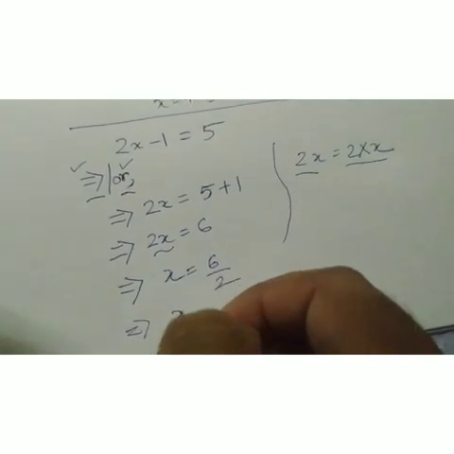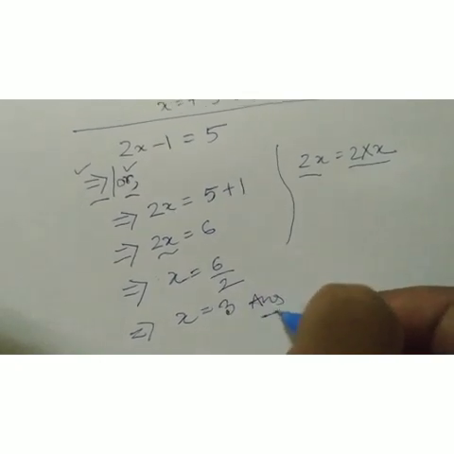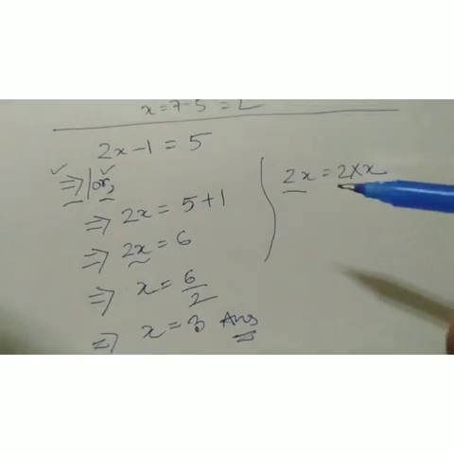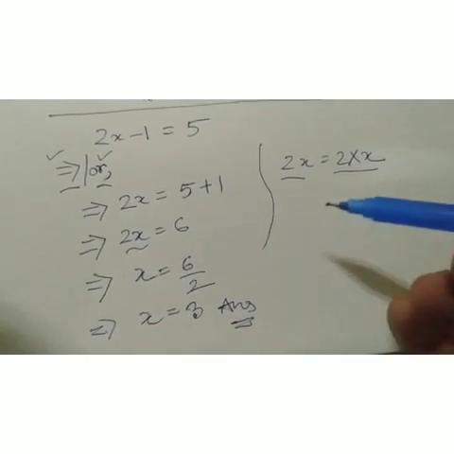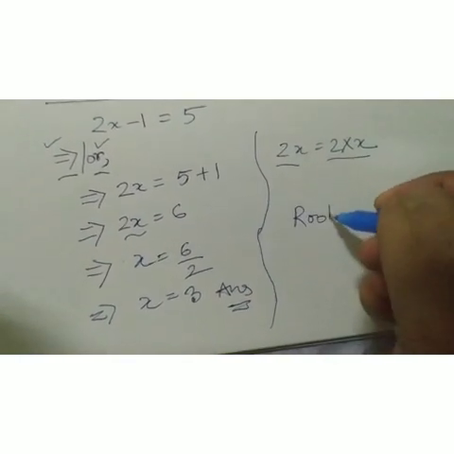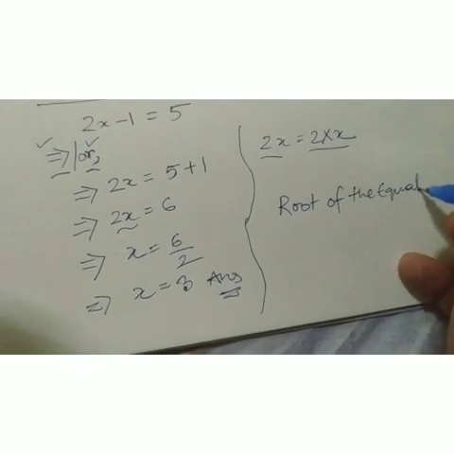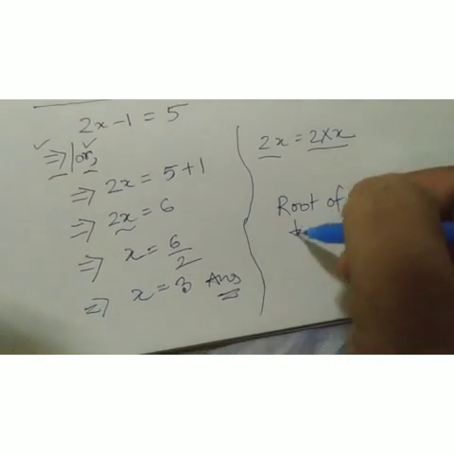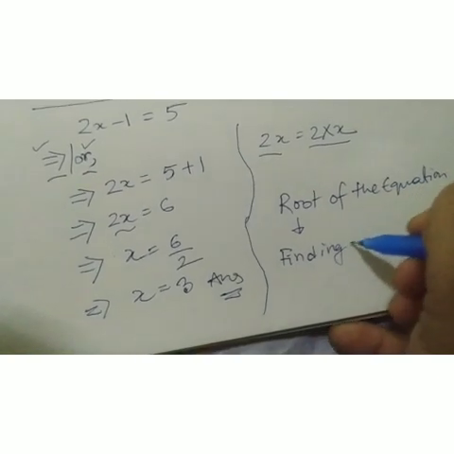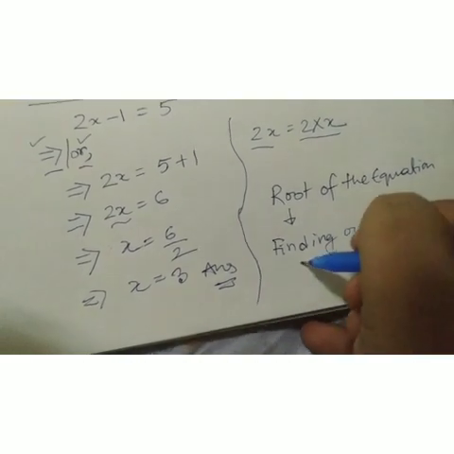Therefore x equals what? 6 divided by 2 is 3. So the answer is 3. So the value of x is 3. Sometimes you will see in a question that they will be asking you to find out the root of the equation. You'll find a new word, that is root of the equation. Root means you just need to find out the value of the variable. Just keep this in mind.